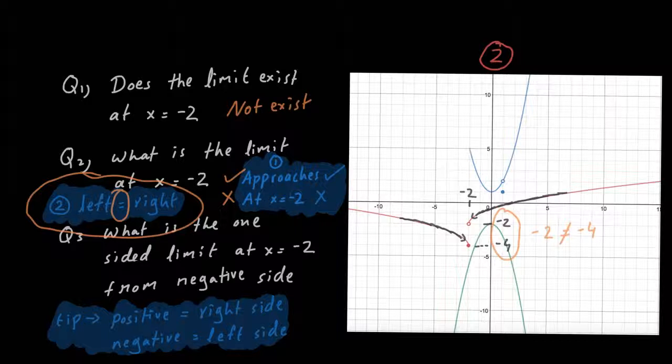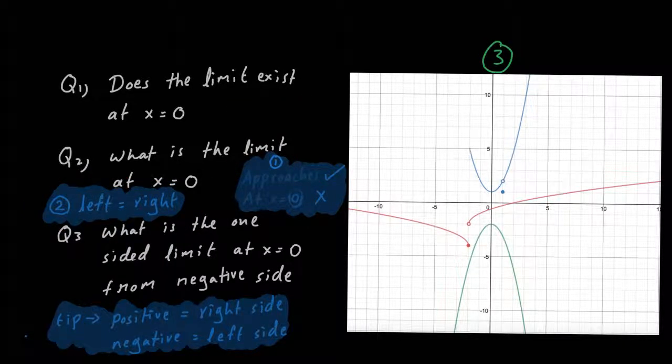What is the limit at x equals minus 2? As the limit does not exist, our answer remains the same, that it does not exist. Question 3. What is the one-sided limit at x equals minus 2 from the negative side? As we know that negative means left, we will try approaching it from the left, and we see that it is approaching negative 4. So the answer to that is negative 4.